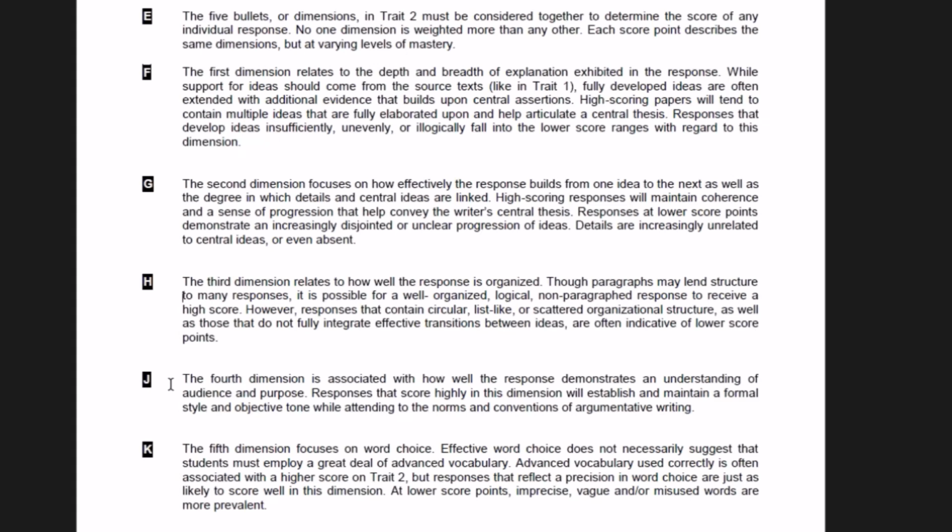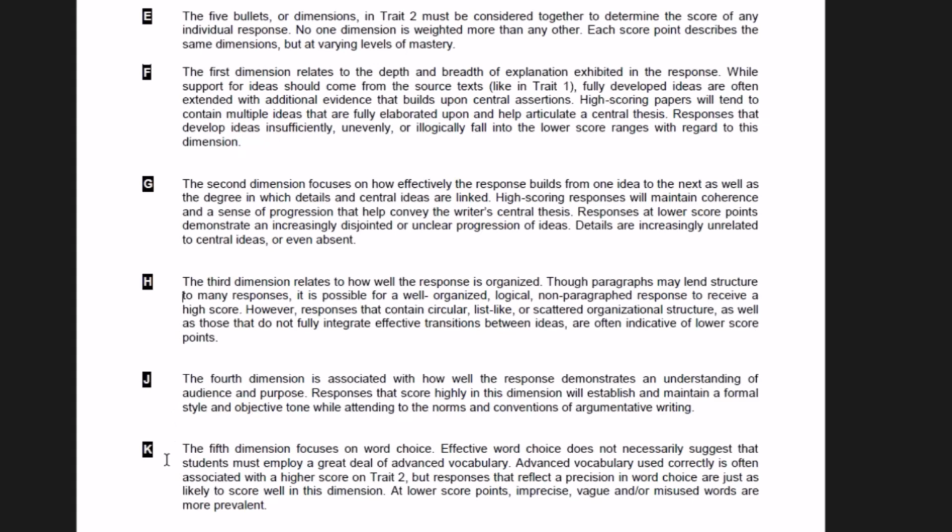I've even gone so far as to tell my students don't use contractions, don't use those words like won't and shouldn't, spell it out. Could not, would not. That's actually something I learned when I was in school, was that when it comes to academic writing, you don't use contractions. Moving on to letter K, the fifth dimension.